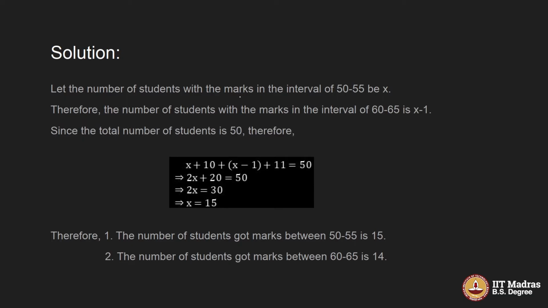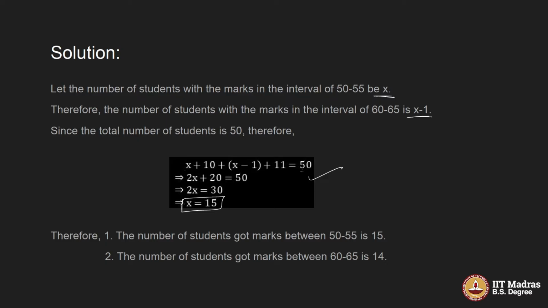Let the number of students with marks in the interval 50 to 55 be x. For 60 to 65 it is x minus 1. So putting this in the equation, we get x plus 10 plus x minus 1 plus 11 equals 50. Solving this equation, we get x equals 15.